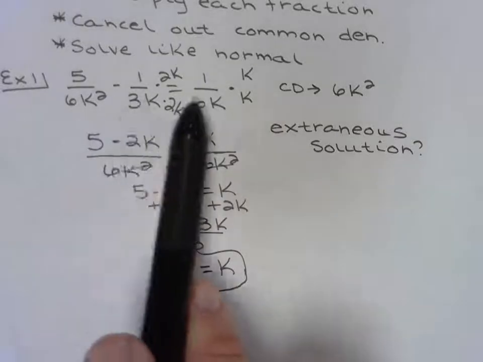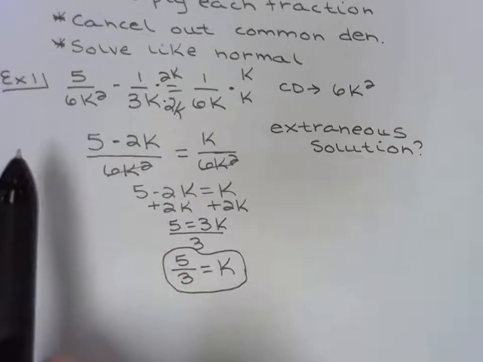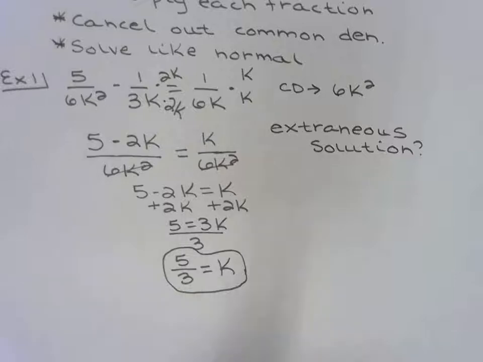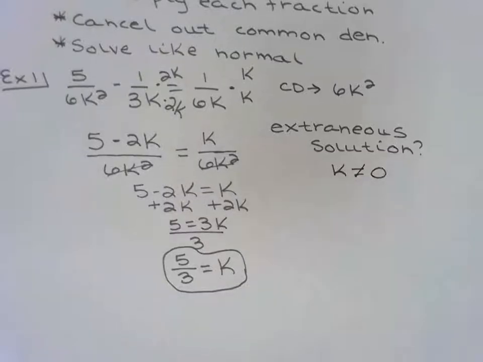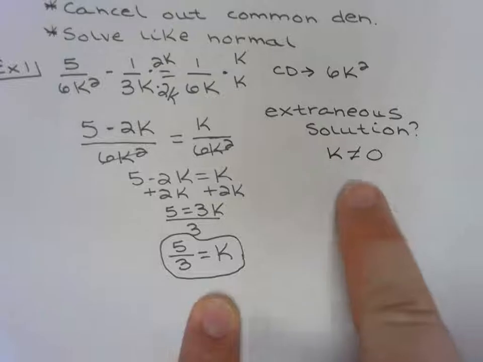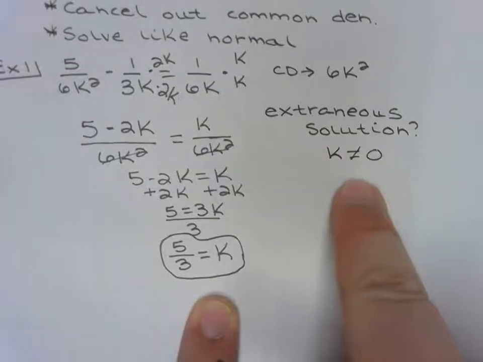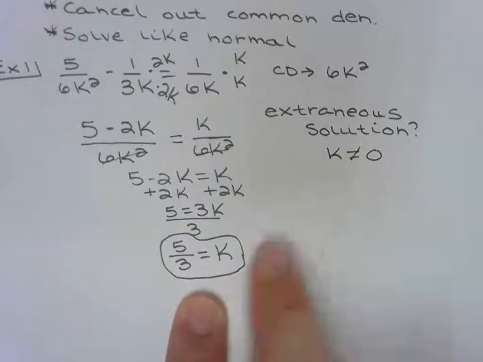If I look at my original denominators, what value of k, if I multiply by 3, or what value of k if I multiply by 6, will give me a 0 in the denominator? 0. So my extraneous solution would be k cannot be 0. You just need to check to make sure that the answer you got for k is not an extraneous solution, which means it will give you 0 on the bottom. So k cannot be 0.